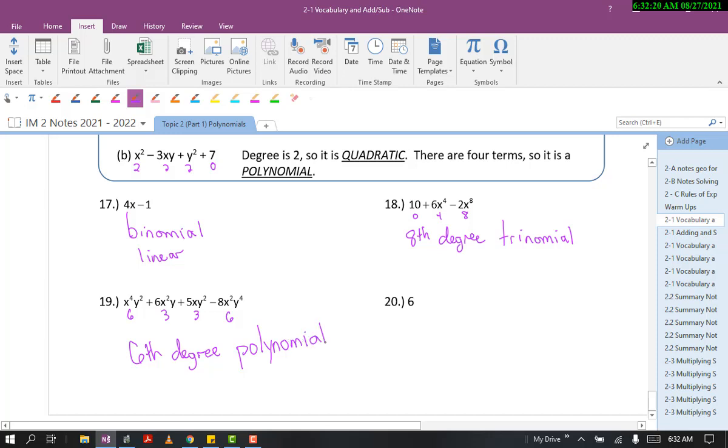And lastly, we have 6. That has a degree of 0. So it is constant. I mean, it's always 6. It's going to be 6 all the time because there's no variables. And there's 1 term, so it's a constant monomial. So nothing too crazy. That's it. That's how we name our polynomials.